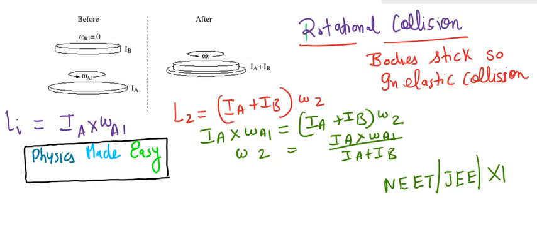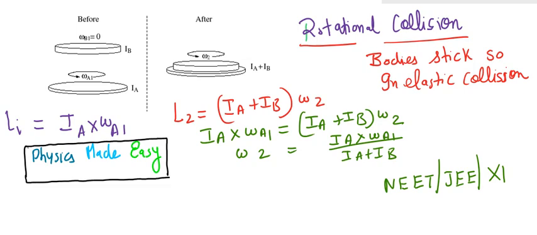Good morning. So this is a very important numerical for rotational collision and gives you a perspective on how the law of conservation applies when it comes to rotational motion. So you can see there is a disk which is at rest, and there is a disk which is rotating with omega a1 on the left hand side, which refers to before.